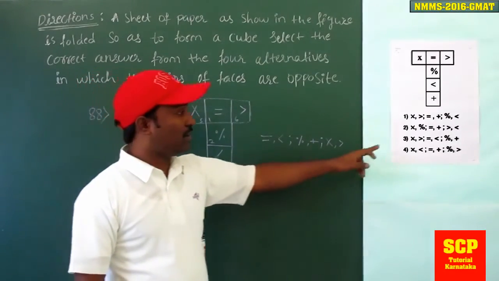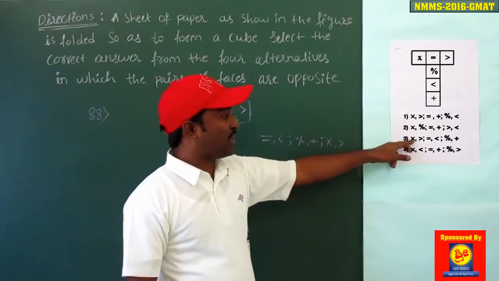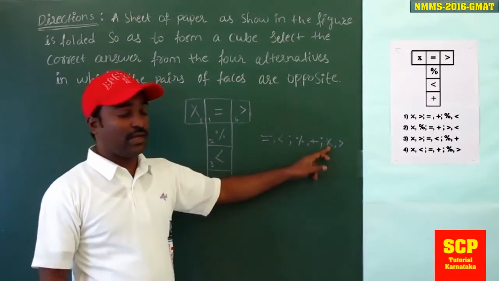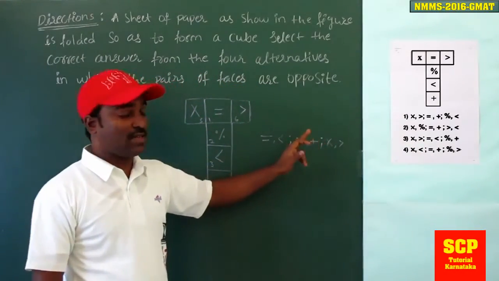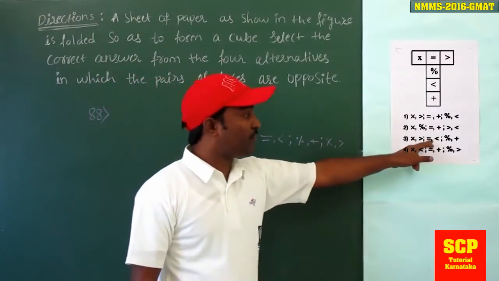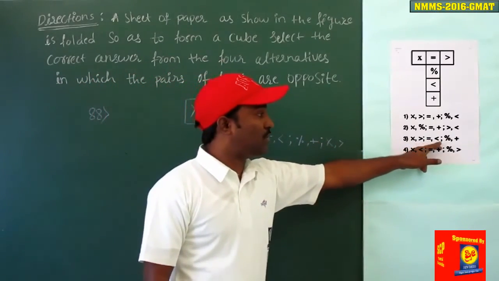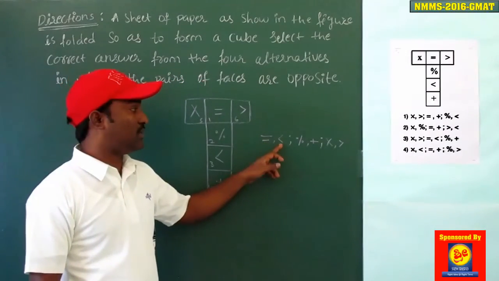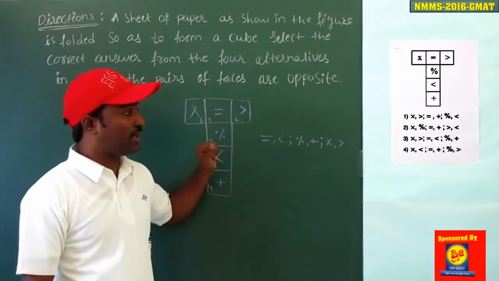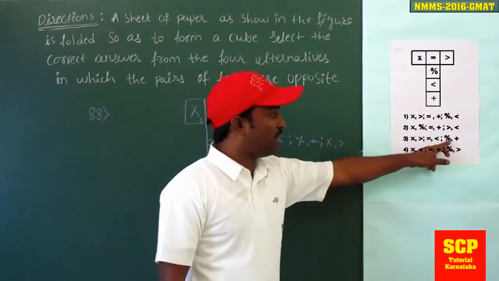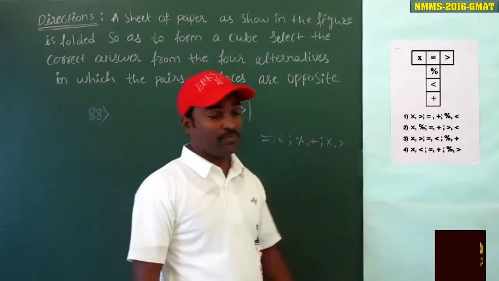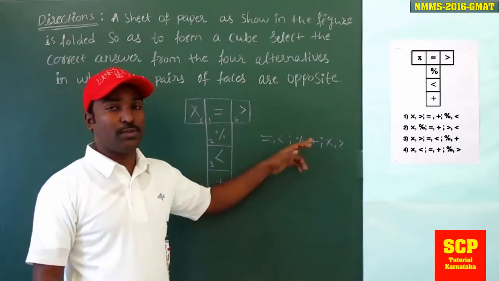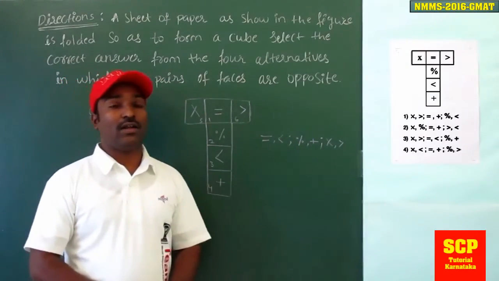Now moving to the third option. Multiplication sign is opposite to greater than, which we already checked, and it is correct. Now equal sign is opposite to less than sign. Is it? Yes, equal sign is opposite to less than sign. This is also correct. Now percentage sign is opposite to plus sign. Yes, percentage sign is opposite to plus sign. That means option 3 is the right option.